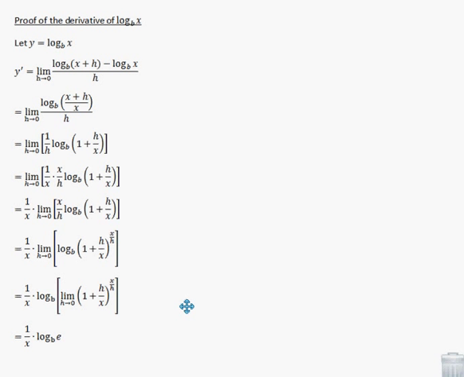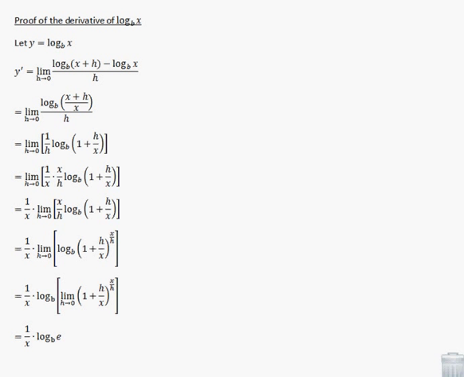Okay, we're going to look quickly at the proof of the derivative of log base b of x. So here's the proof, the whole thing right there for you. And I'm just going to explain it kind of line by line here. We start out by just defining our function, y equals log base b of x, right? That's what we want to take the derivative of.